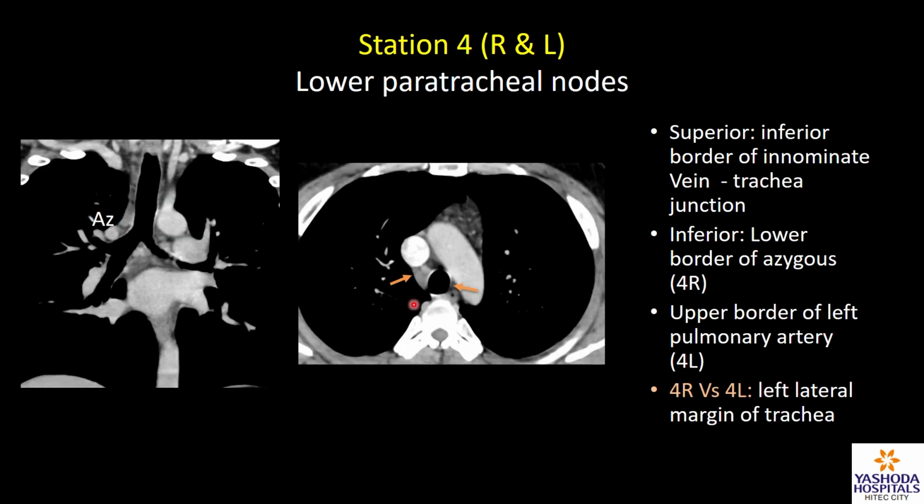Coming to the lower paratracheal lymph nodes, superiorly it's the junction of the innominate vein with the trachea, and inferiorly it is the lower border of the azygos vein. Between those is the right lower paratracheal, which is 4R. On the left side, again it's the left lateral border of the trachea. To the left of it would be the lower left paratracheal, 4L.